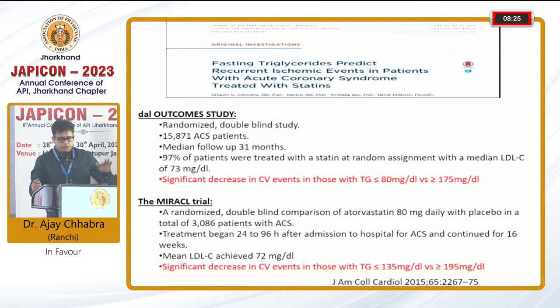This is a very important original investigation by Gregory Schwartz, and it was published in the Journal of the American College of Cardiology. It clearly stated that fasting triglycerides predict recurrent ischemic events in patients with acute coronary syndrome treated with statins. The patients are already on statins. And there are two studies. One is the OUTCOMES study, the other is the MIRACL study. Both are randomized double-blind studies with more than 20,000 patients. And they clearly state that there is a significant decrease in CV events in those with triglyceride less than 80 compared to those with more than 175 or more than 195.